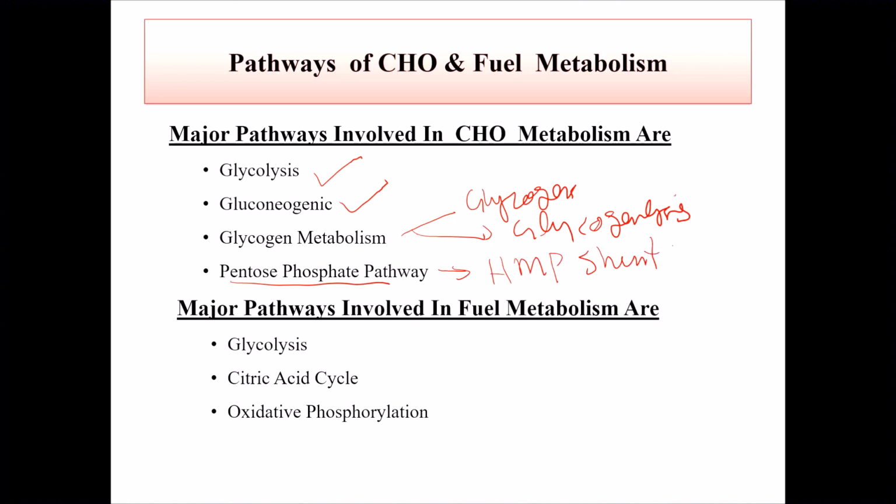We have some of the major pathways that are involved in fuel metabolism, or we can say energy metabolism. Glycolysis, the breakdown of glucose, gives energy. The citric acid cycle gives energy, and oxidative phosphorylation provides energy.